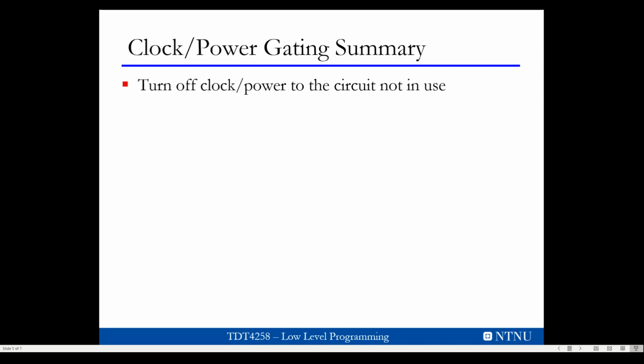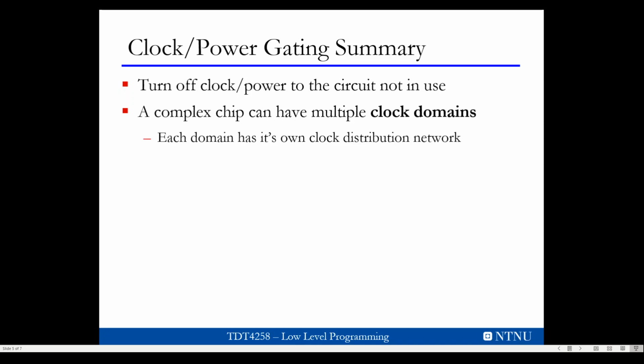Now to summarize, the idea in clock and power gating is to turn off the clock or power to the circuit when it's not in use. In a complex chip, there might be multiple clock domains, and each clock domain has its own clock distribution network. And why is that important? Because that would enable some portions of your chip to be clock gated, whereas other portions are operating actively with a clock. So that's why you need to have different clock distribution networks in different parts of your chip.